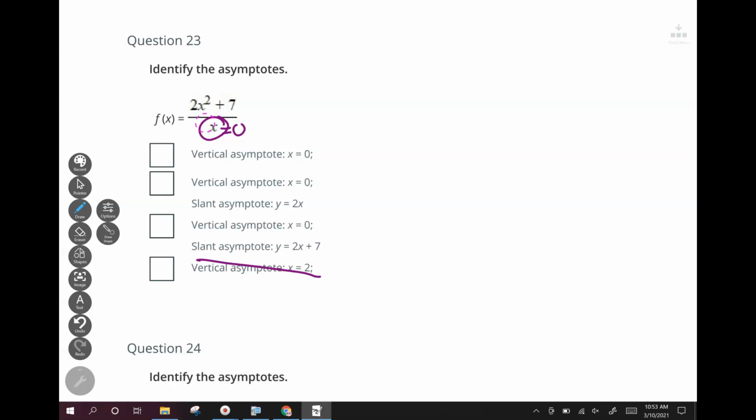Your horizontal or slant asymptote comes from the degrees. The degree on this one is greater in the numerator than the denominator, so we need to divide. You don't have to do synthetic or long division on this one, although you could do synthetic division with 0. But it's even easier to just do 2x squared over x plus 7 over x. This is actually your remainder, so that doesn't affect your asymptote at all. The first term reduces to just 2x. So your slant asymptote is y equals 2x.